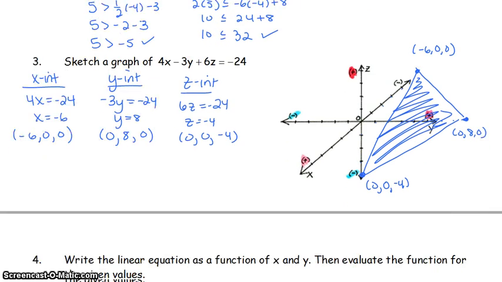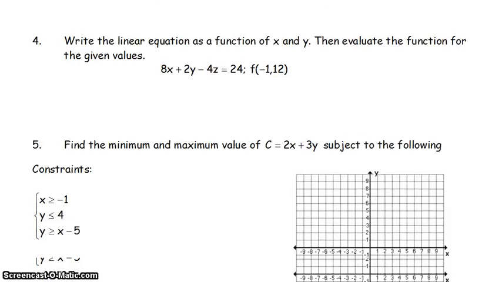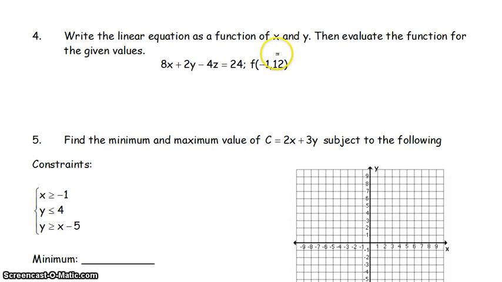Now, after graphing an equation in 3 variables, we want to write the equation in function form. If we want to write the equation as a function of x and y, all that means I'm going to do is solve for z. So if I want to get z by itself, I move that 8x over, I move the 2y over. So we're left with a negative 4z is equal to a negative 8x, a negative 2y, a positive 24, then we divide by a negative 4.